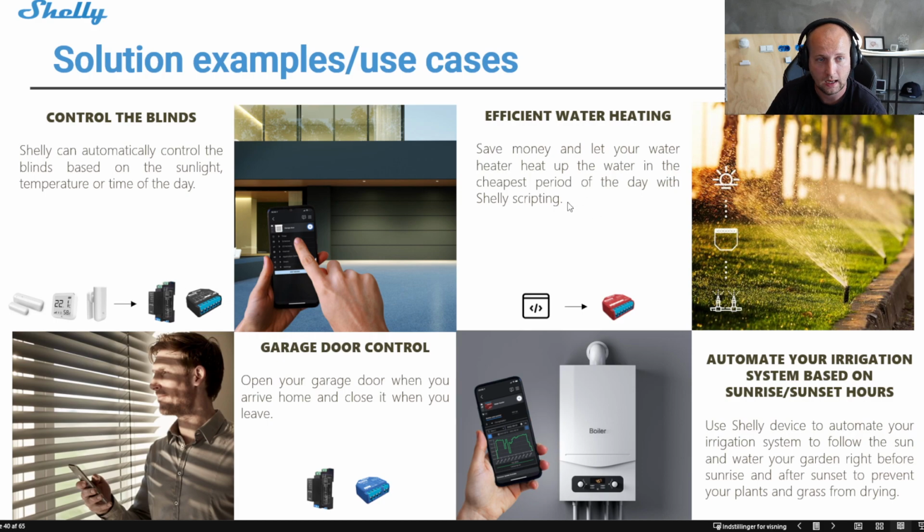We can have what we call efficient water heating, and this is very popular, I know, in Finland, because I think the solution was on the front page of some kind of Finnish online magazine or newspaper. So the idea is that by scripting, you can look forward and know about your electrical prices for the next 24 hours, and based on the electrical price, you can make your water heater or any other device.